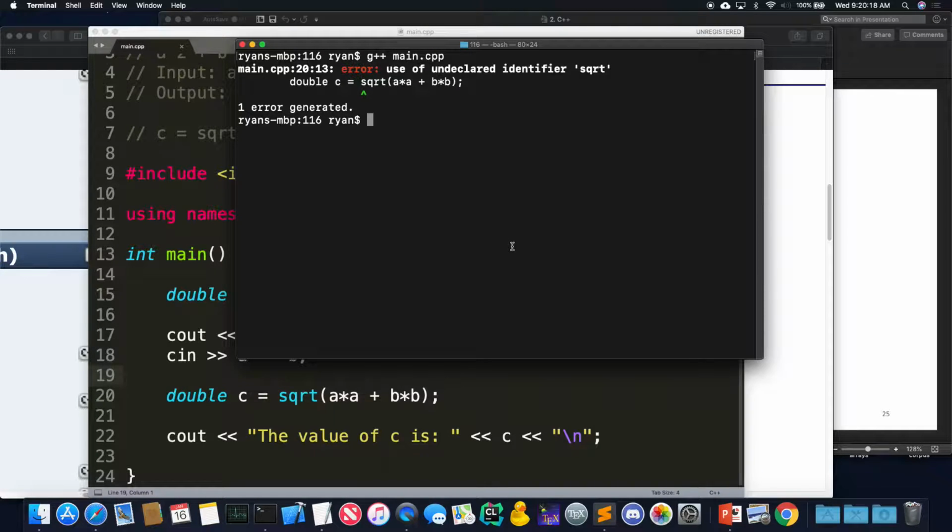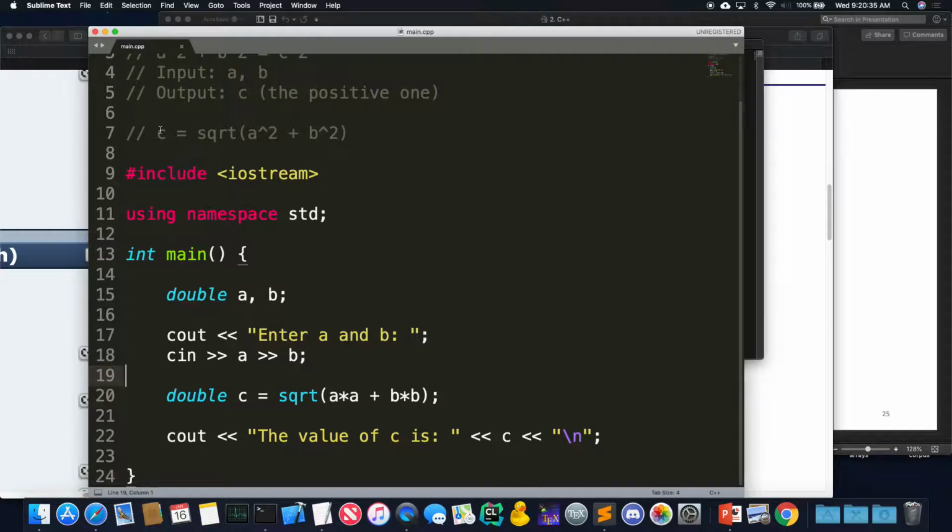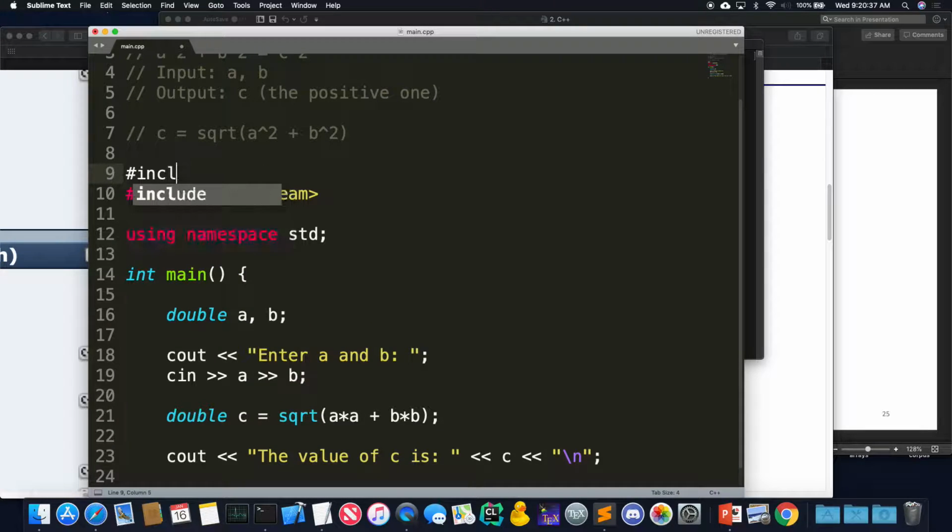Oh, so we tried to use SQRT, but it says, I have no idea what this SQRT thing is. What did we do wrong? We didn't do that directive. What was the name of that directive we should include now? CMath. Good job. So we got to include CMath.